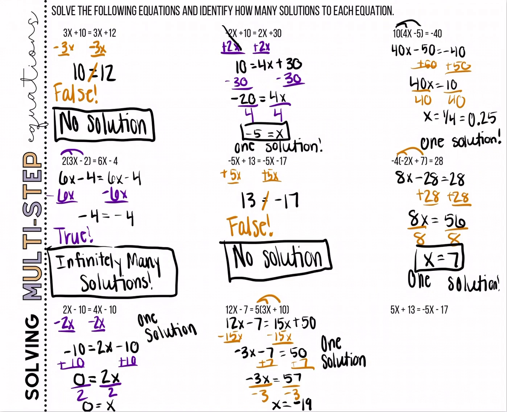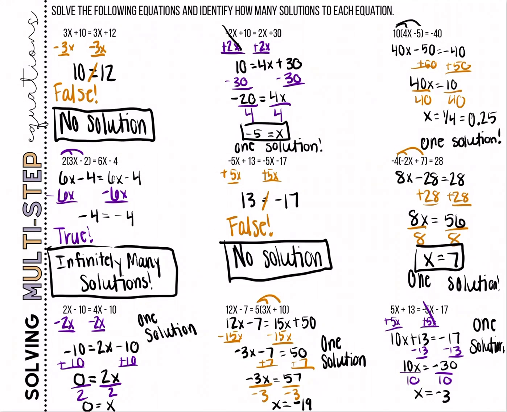So what I'm going to do is add 5x on both sides. So negative 5x plus 5x, that cancels. 5x plus 5x is 10x. So I have 10x plus 13 equals negative 17. Then I'm going to subtract 13 on both sides. So now I have 10x equals negative 17 minus 13, which is negative 30. And then I'm going to divide by 10. And x equals negative 3. So that would be one solution.